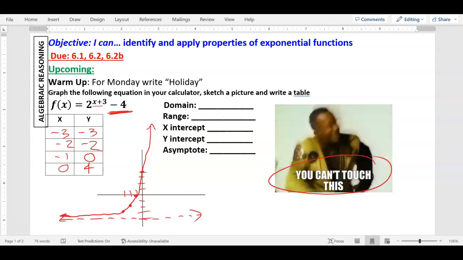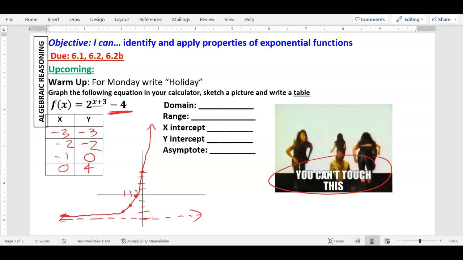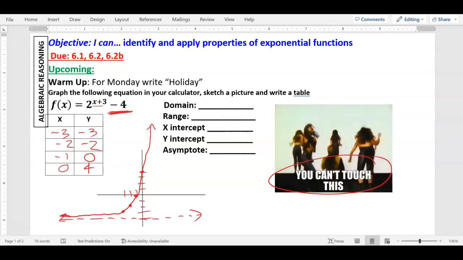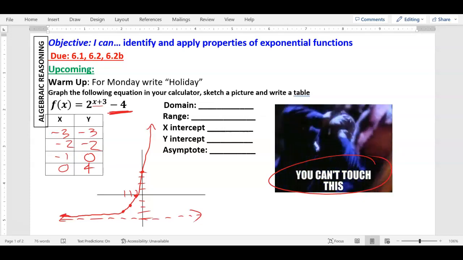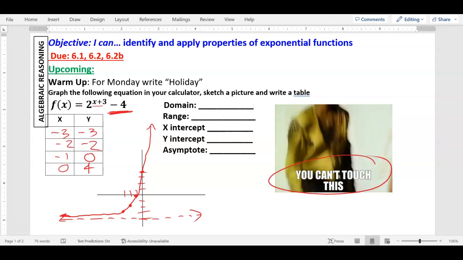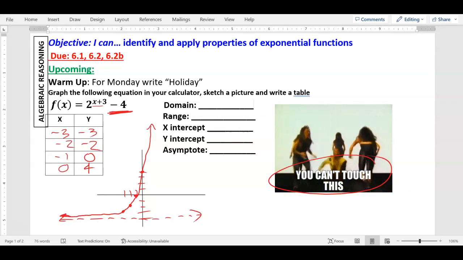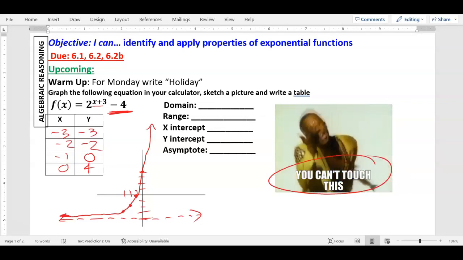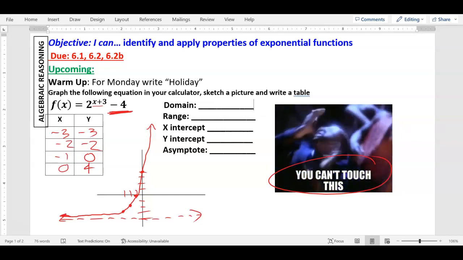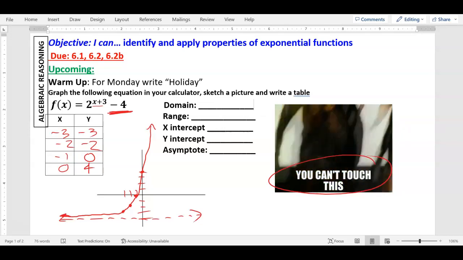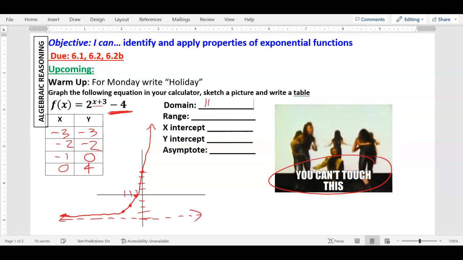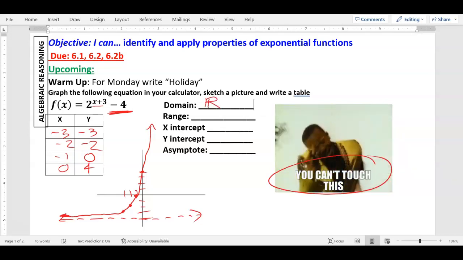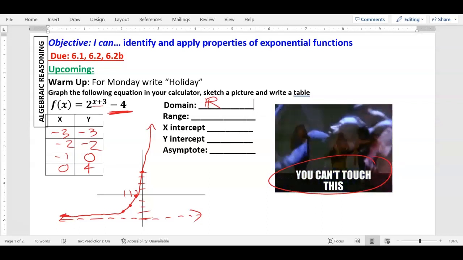Now, the domain. If you're looking at your notes from yesterday, we said the domain is always what? If it goes forever left, forever right, what do you call that? Domain. All real numbers. Why? Forever to the left, forever to the right. You could put negative infinity to positive infinity in parentheses. That works too. What about the range?